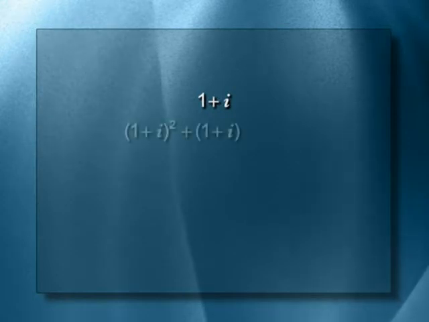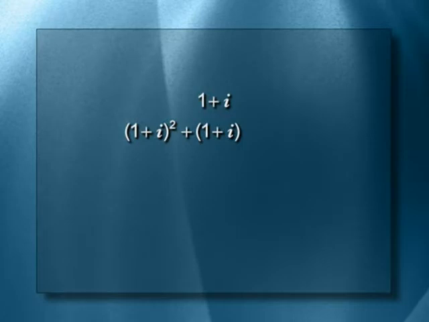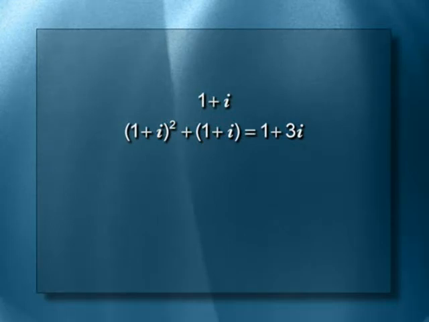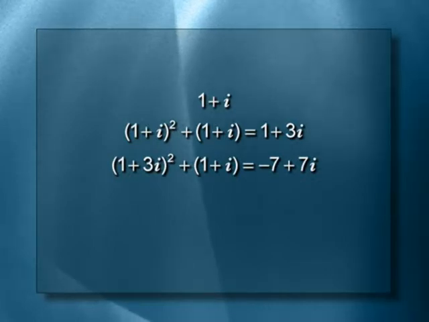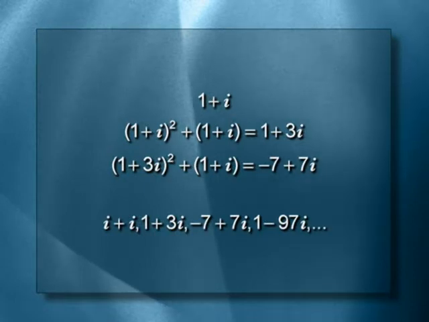The first one is 1 plus I. The second one is 1 plus I squared plus 1 plus I. And if you work that out, you get 1 plus 3I. You take that number, 1 plus 3I, you square it, and add 1 plus I. Trust me, when you do that, you get minus 7 plus 7I. Got a little bit bigger, didn't it? The next term turns out to be 1 minus 97I.